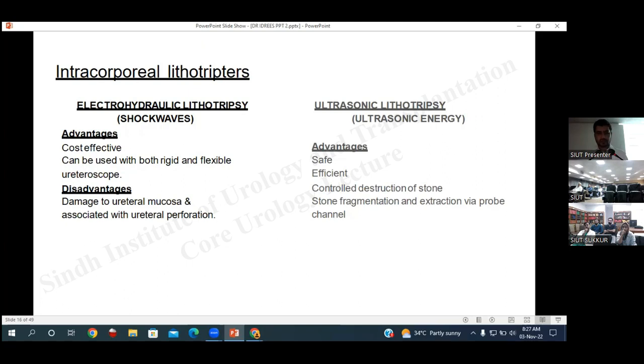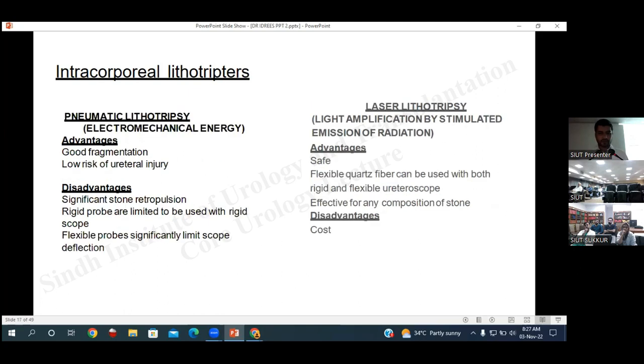Ultrasonic lithotripsy uses ultrasonic energy, and it is safe, efficient, and gives controlled destruction of the stone, with stone fragmentation and extraction via the probe channel. Pneumatic lithotripsy, in which electromechanical energy is used, gives good fragmentation of the stone and low risk of ureteral injury. And there is significant stone retropulsion in pneumatic lithotripsy.